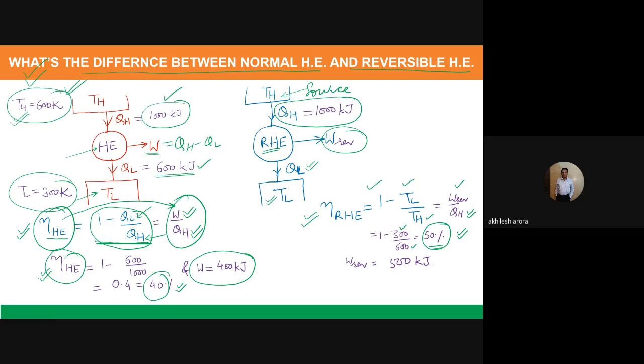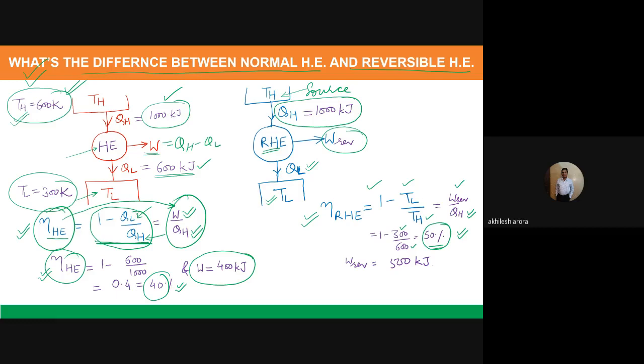So at the most, what could be the efficiency of the normal heat engine? Yes, a normal heat engine can approach the efficiency of a reversible heat engine. So the efficiency of a normal engine can be as good as 50% if it is operating between 300 and 600 Kelvin, but not more than that value we can achieve.